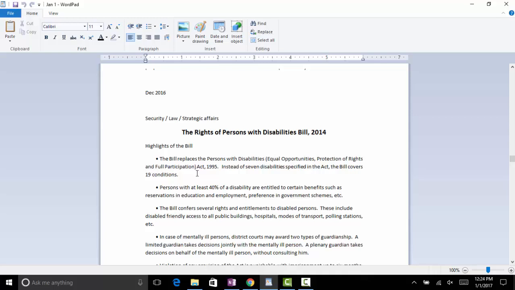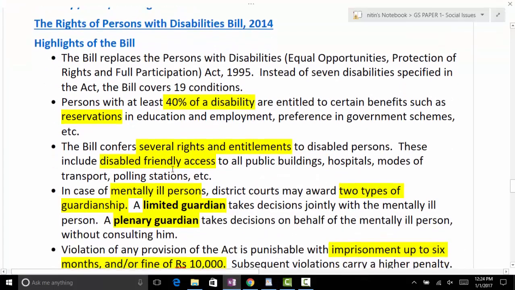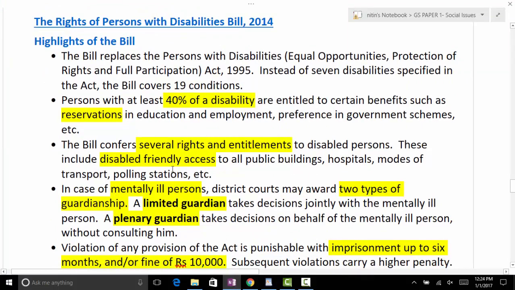Now certain provisions have changed from the previous one: in what way the present bill is an improvement on the previous one, and what are the various loopholes in the present bill. It has increased the number of conditions in which a person is to be treated as disabled. Earlier it was 7, now it is 19 conditions. In keywords you need to remember small points, so that if the question comes directly with respect to the bill, you can write it in a concrete manner.